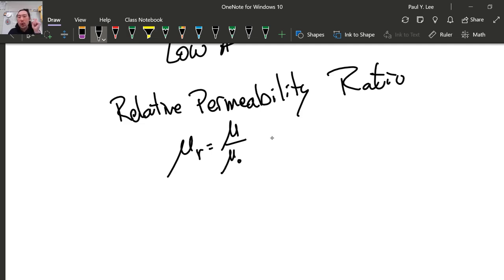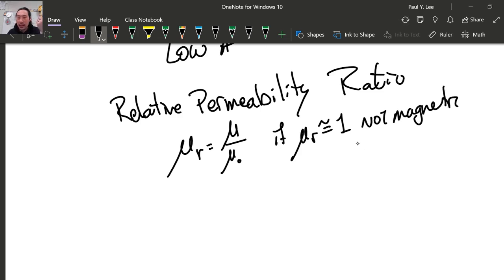So if mu r is really close to 1, that is, if the permeability is close to the vacuum's, that means that the object is not magnetic, or it's basically like a paramagnetic material, meaning that it's in itself just like the vacuum. However, if the number is not close to 1, then you have a material that can essentially have its own magnetic field created. All right, I think that's it.